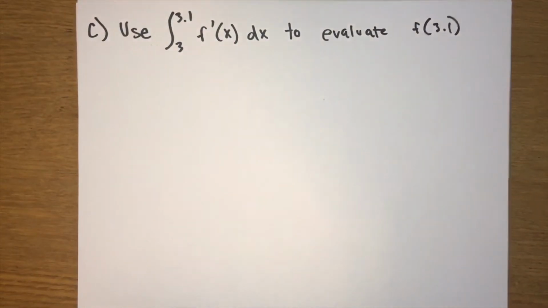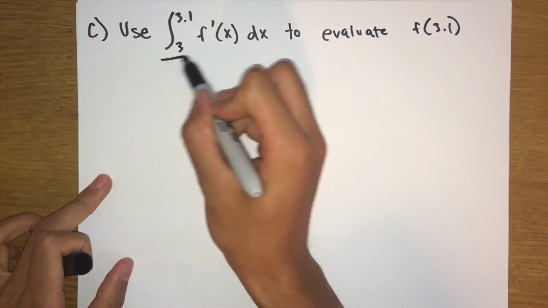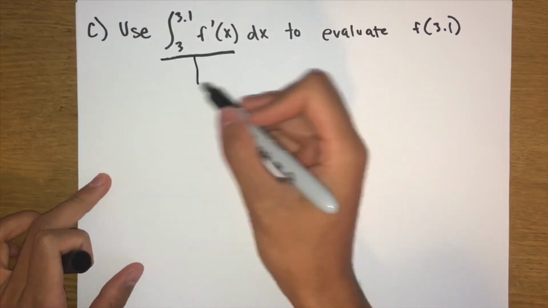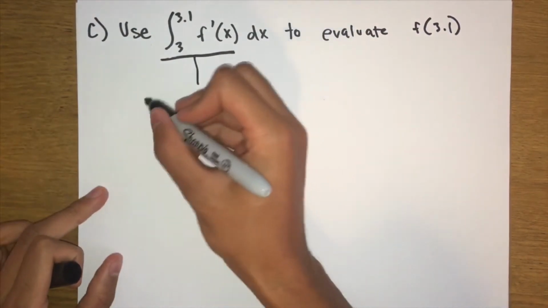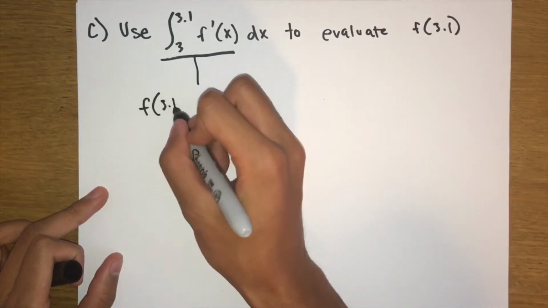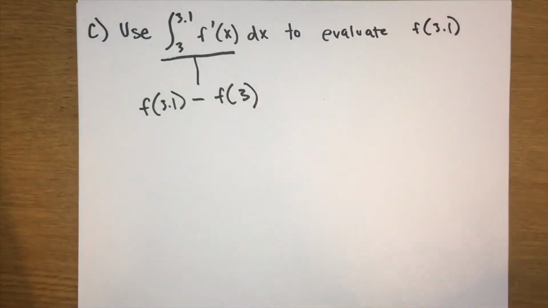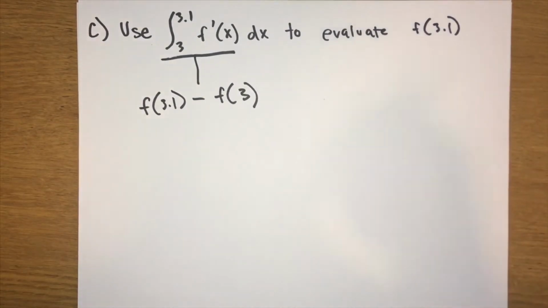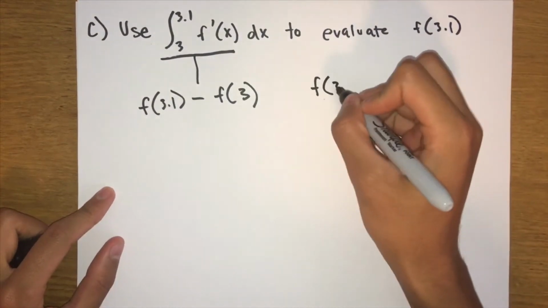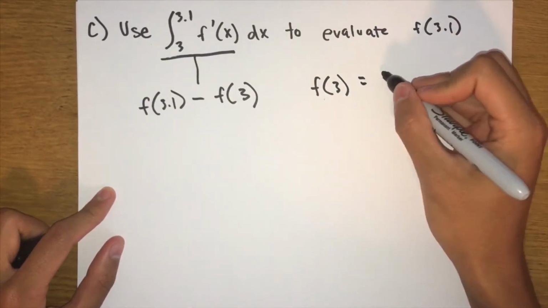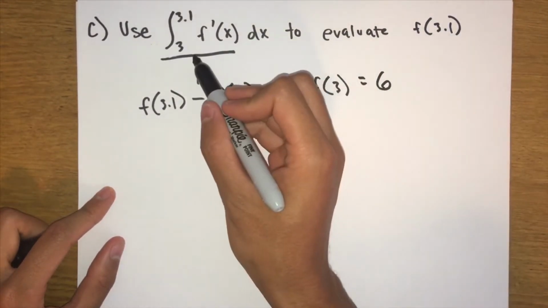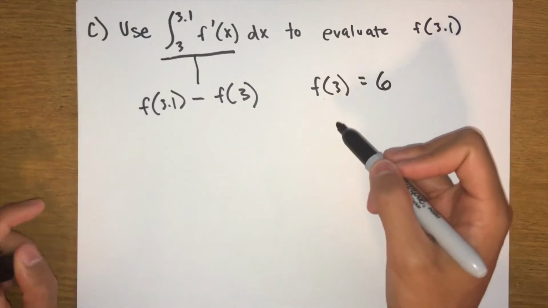Part C asks us to use the integral from 3 to 3.1 of f prime of x to evaluate f of 3.1. Now, this integral right here will give us f of 3.1 minus f of 3. We already know that f of 3 is equal to 6. So we just take the integral and add it to our f of 3 value.